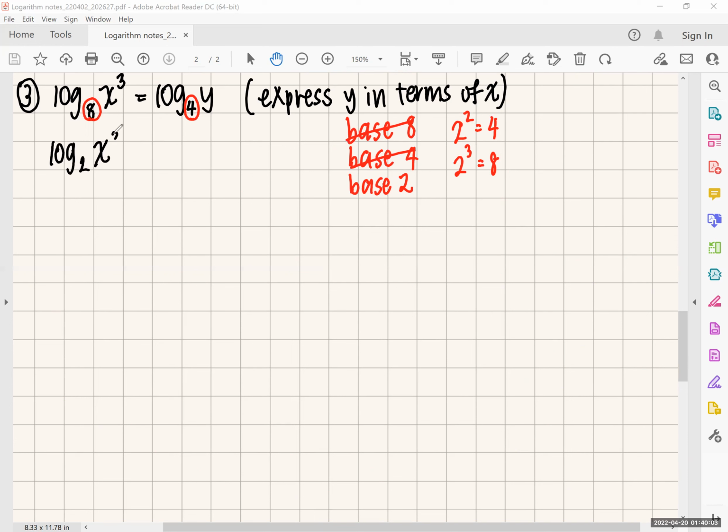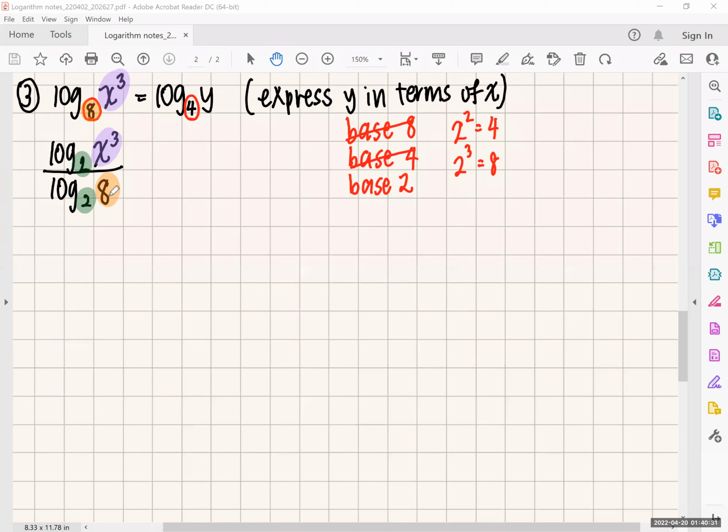Log 2 x cubed over log 2 8. So how do we apply a change of base? Because this is the new base that I introduced, right? So always remember that the bigger one, which is here, x cubed, will always be on top, and the smaller one, this 8, will be at the bottom.